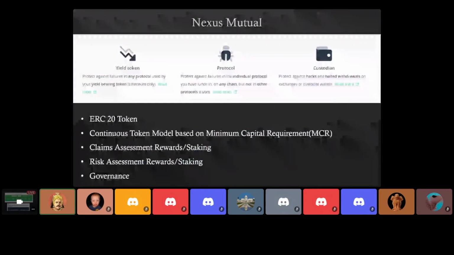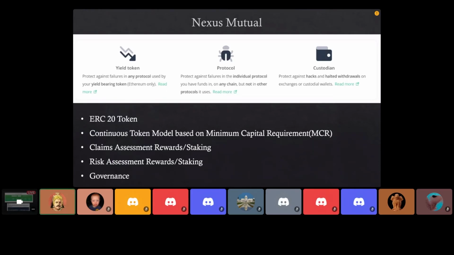So moving forward, we come to an important protocol called as Nexus Mutual. So currently they are providing three covers. One is for yield token, the protocol, and the custodian wallets. So this is mainly for smart contract based cover. So if some bugs or some financial losses happens to the user because of the unintended use of the smart contracts or bug in the smart contract, then you will be covered for the losses that you incur on those particular protocols. So in this case, what they use is ERC20 token.